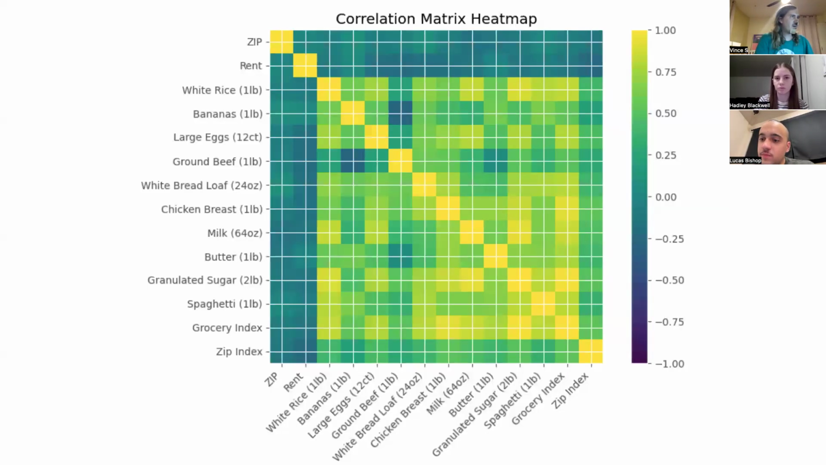This is the correlation matrix heat map that we used. We can see that this is going to kind of support the rest of our findings, where there's not really a large relationship between rent prices and grocery prices.